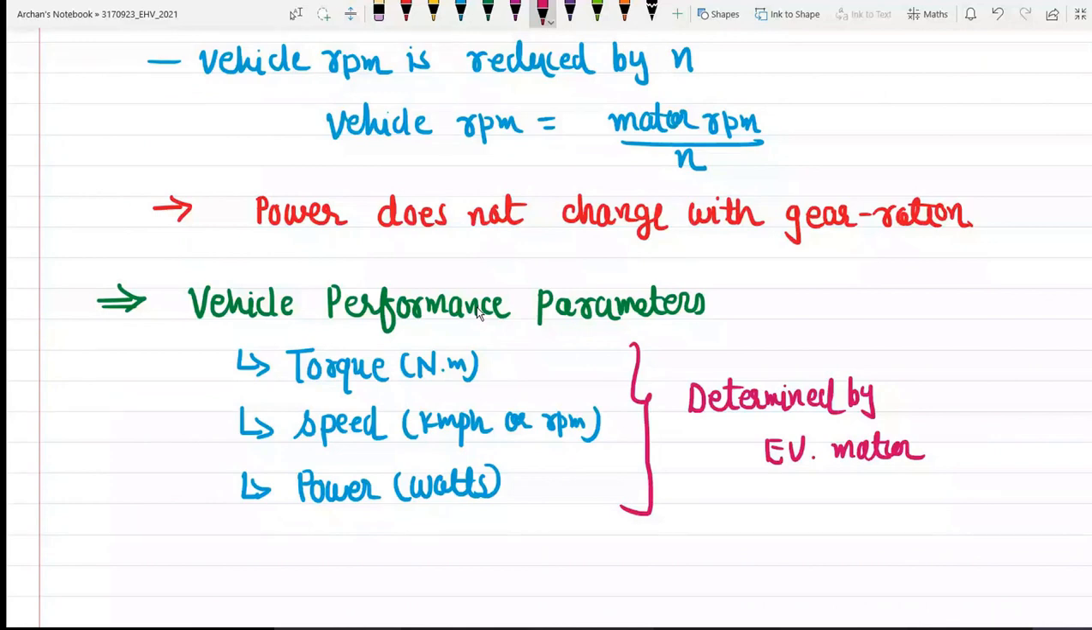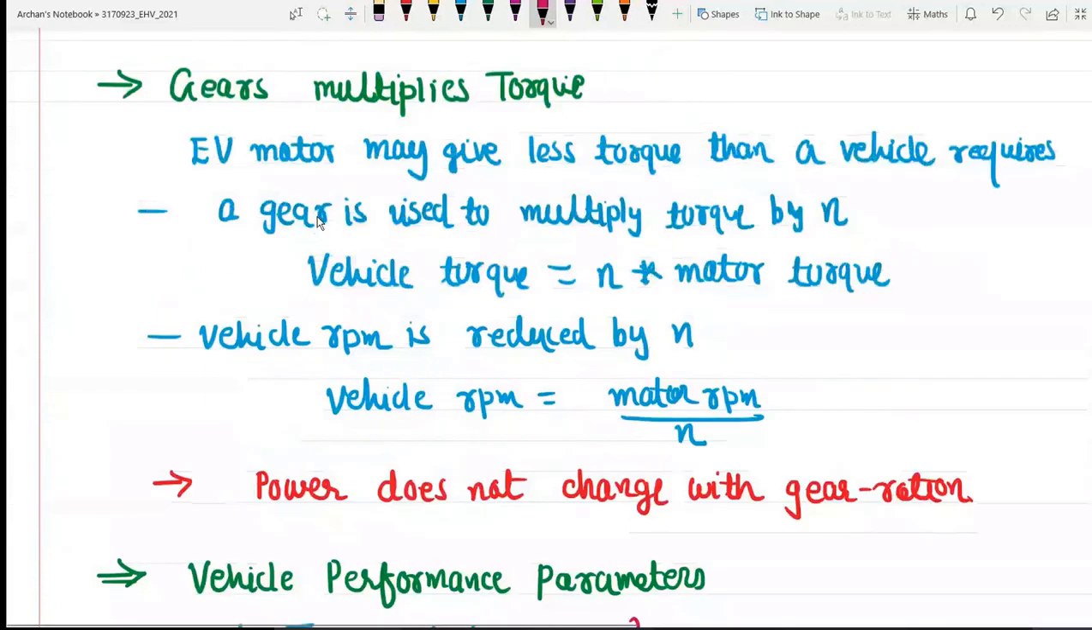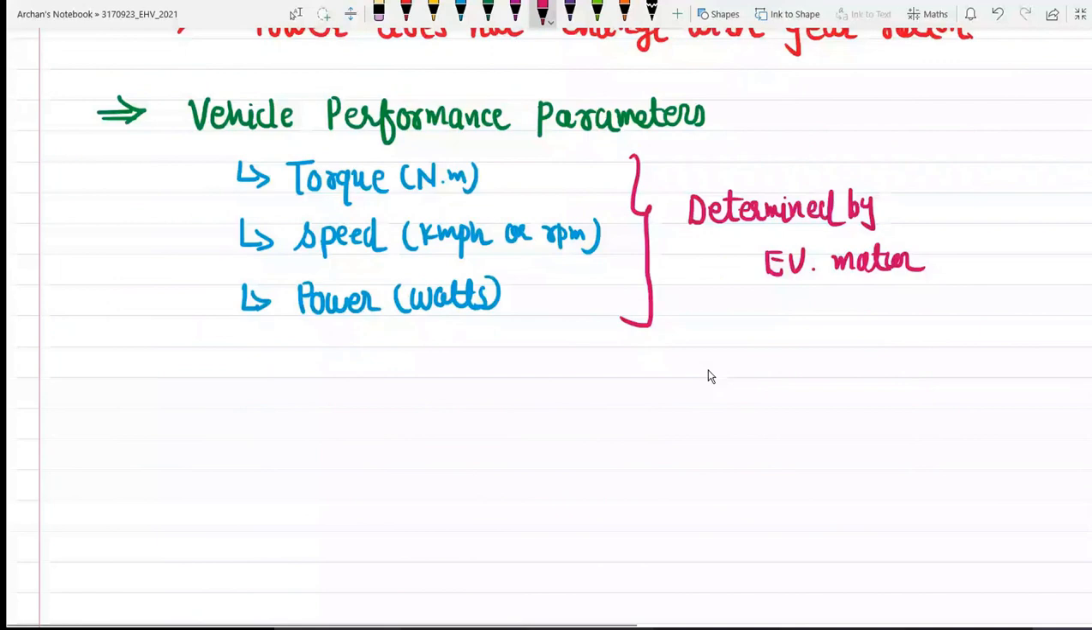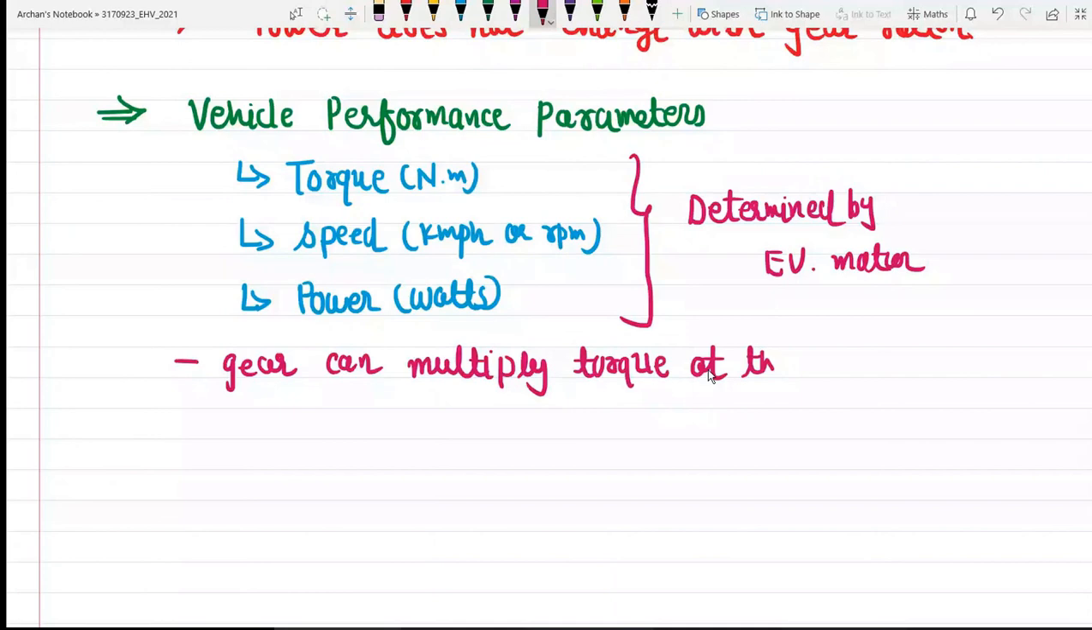Okay, and what will gear do? Now gear can multiply this torque, but at the expense of speed. Remember, whenever we use the gear, the vehicle torque is multiplied by a factor n, which is nothing but the gear ratio. But similarly, the vehicle RPM is compromised; the RPM will be reduced by a factor of n. Okay, so this is what happens. So torque, speed, and power are determined by the electric vehicle motor, but gear can multiply torque at the expense of speed of the vehicle. Okay, so this is what we require.